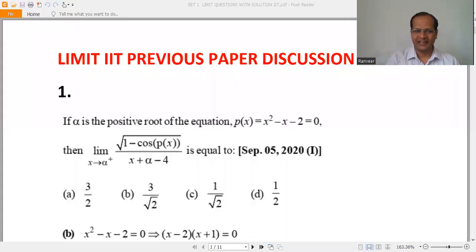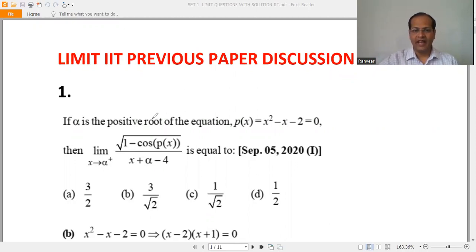Hello, dear student. Today we are going to discuss the limit previous year IIT questions. The most important thing, if you see the questions, is that more than two concepts are involved in each and every question. So just try to understand each and every problem very well.